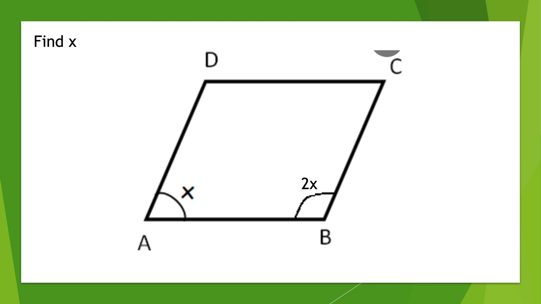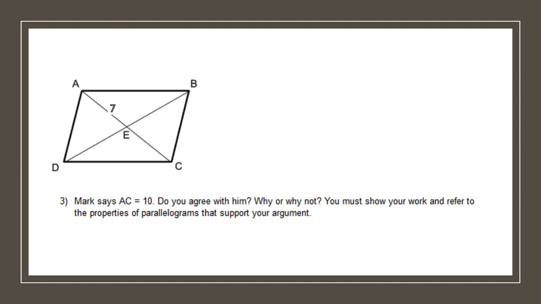So here's the consecutive angles, and they have to add up to 180 degrees. So 1x and 2x make 180. 3x is 180, dividing by 3, x is 60. Pretty straightforward. Okay, give this one a shot.